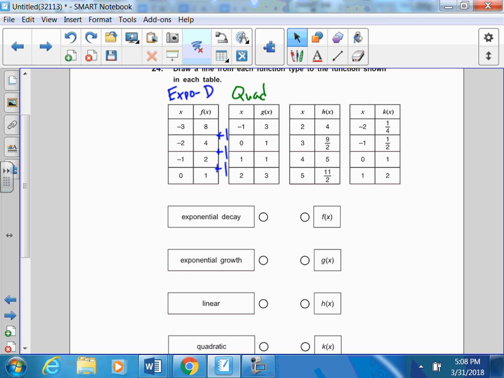Okay, the third function. We have 2 to 3. It's all plus 1, which makes it a little easier. Now, go from 4 to 9 over 2. It might be easier to convert to a decimal. 9 over 2 is the same thing as 4.5, 9 divided by 2 is 4.5. So if you go from 4 to 4.5, you're going up by 0.5. Go from 4.5 to 5, you're going up by 0.5. And if you take 11 and divide by 2, you're going to get 5.5. That's up by 0.5. So I know this has got to be linear.